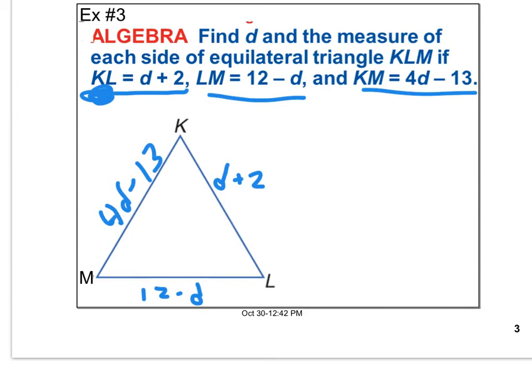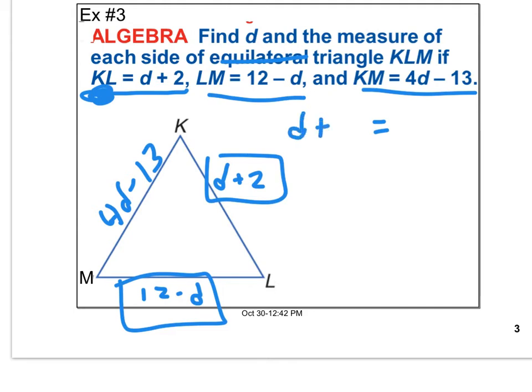Well, you need to first of all understand what kind of triangle it is. It's equilateral. So equilateral means all sides are the same. When I take this side and this side, it doesn't matter which two you start with, they happen to be the same. Same means equal, because equilateral means same. So I'm going to put D plus 2 equals 12 minus D.